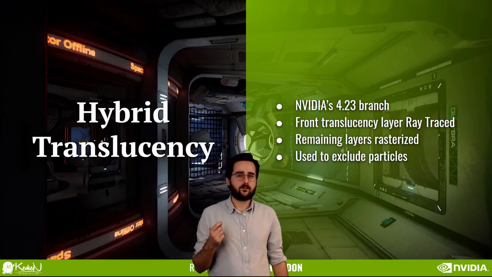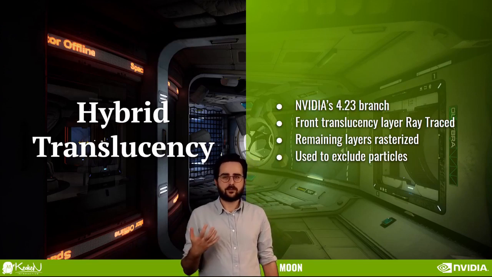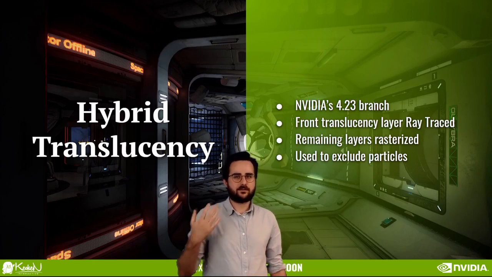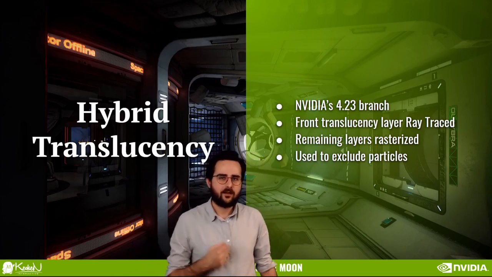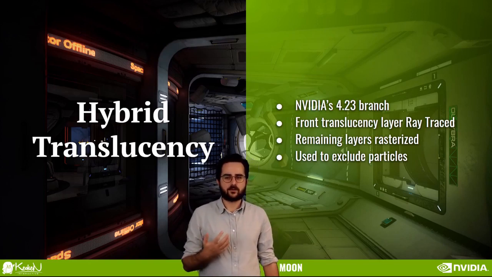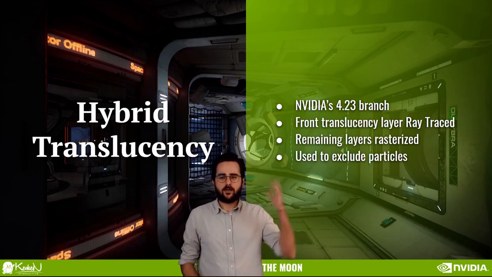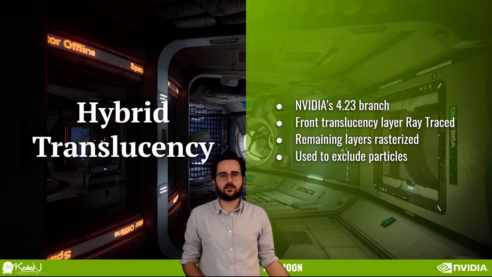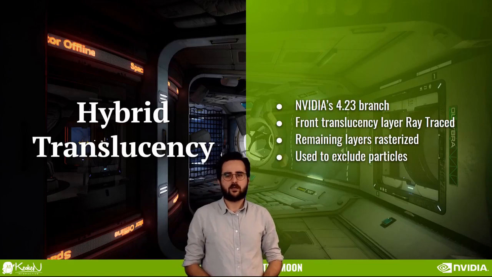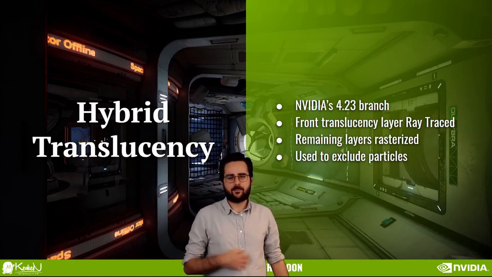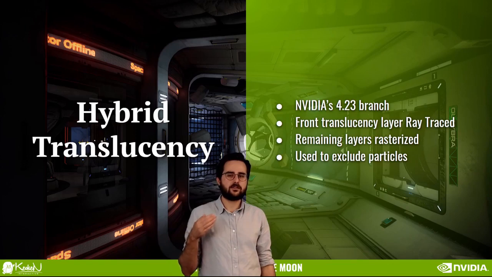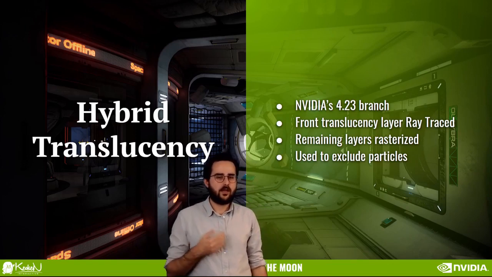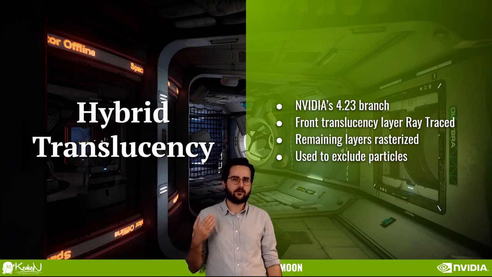We needed something for our particles to be visible in the game without being ray traced, because ray tracing them after converting them from Cascade to Niagara proved to take away a lot of performance. So thanks to NVIDIA's 423 branch, we took hybrid translucency and implemented it in our version of the engine, the Unreal Engine. And this made it so that only the front translucency layer would be ray traced, and the remaining layers will be rasterized. And we use this to exclude our particles from ray tracing.